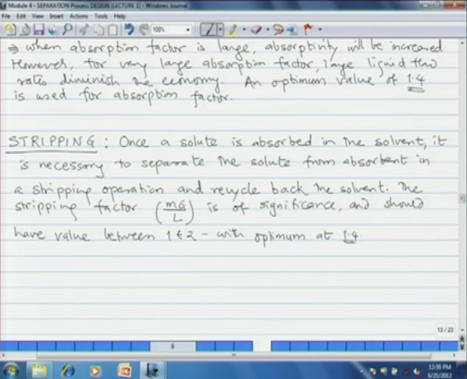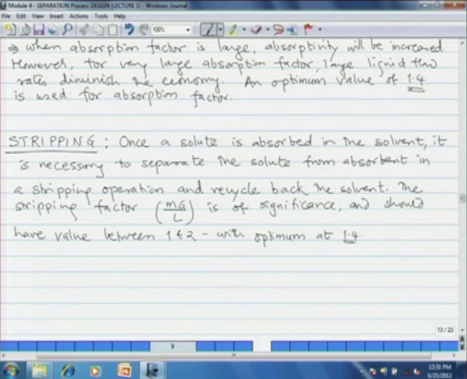Then there is the process of stripping. Stripping is exactly opposite of absorption. Once a solute is absorbed in the solvent, it is necessary to separate the solute from the absorbent in a stripping operation and recycle back the solvent. The stripping factor is exactly opposite, mG by L, which is of significance, and it should have a value between 1 and 2, optimum again 1.4 for dilute mixtures.